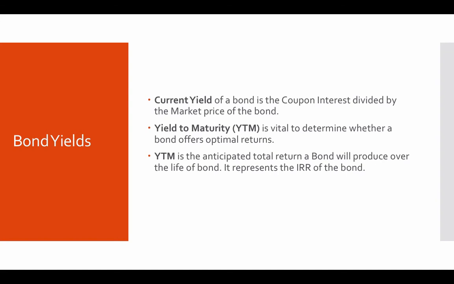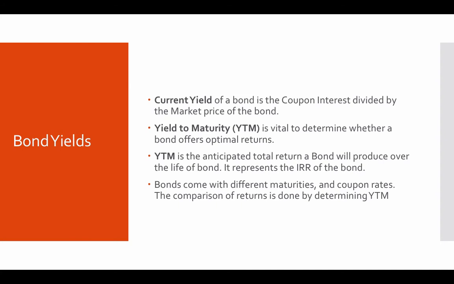Now, this is important because bonds come with different maturities and coupon rates, so it becomes difficult to compare bonds between each other. The comparison requires determining the IRR, or the yield to maturity, which requires a complex formula. But if you want to do a YTM calculation, there are a lot of calculators on the internet, and they can help you. Also, this topic might need a bit more research from your end, so feel free to go and do some research on yield to maturity to understand how to compare different bonds.